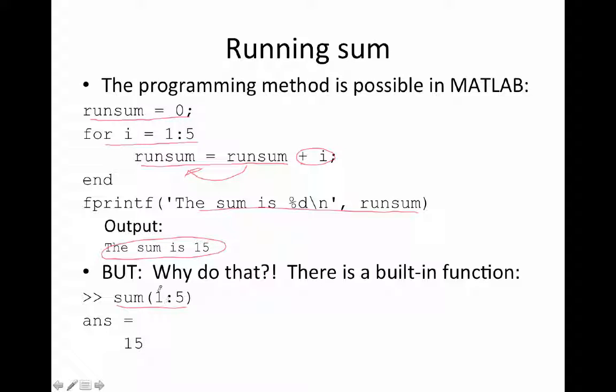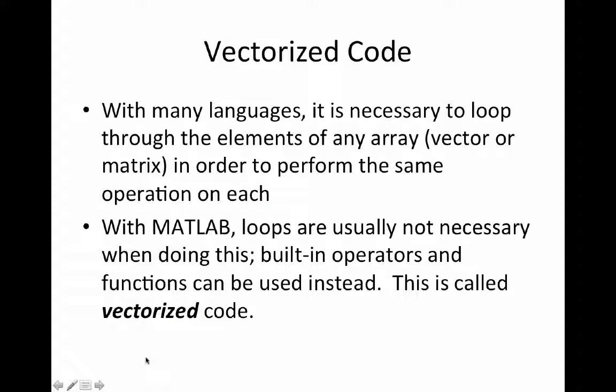Sum 1:5, sum, and pass to it a vector. It's going to add all of the elements in the vector to give you the result, in this case 15. So this is what is called vectorized code. With many languages, it's necessary to loop through the elements of an array, meaning either a vector or a matrix, in order to perform the same operation on each element. With MATLAB, that's usually not necessary. You can use built-in operators and you can use built-in functions instead. So this is called vectorized code in MATLAB.